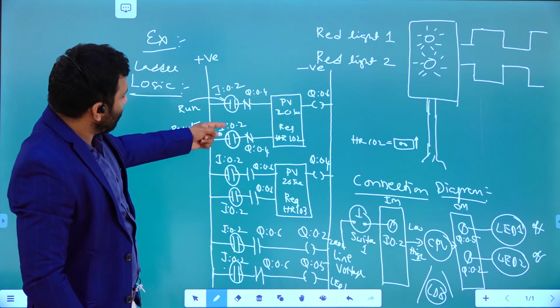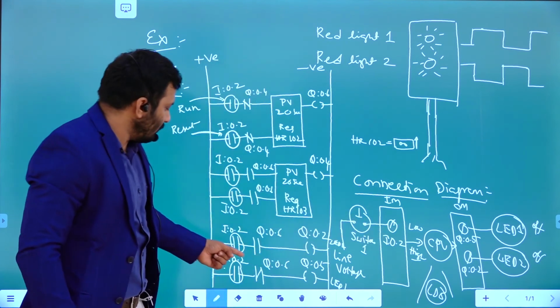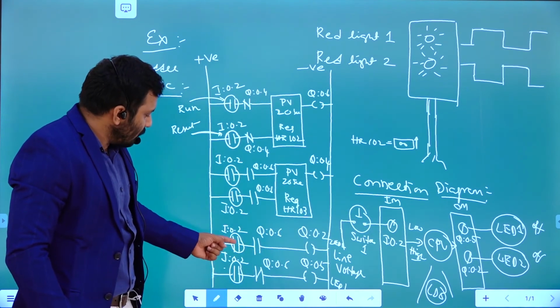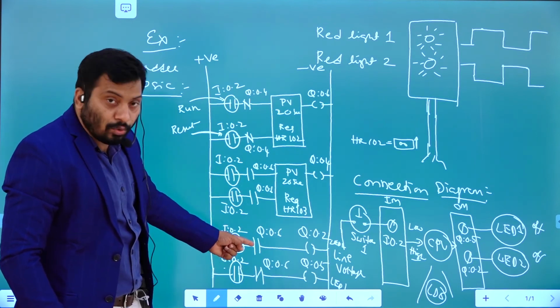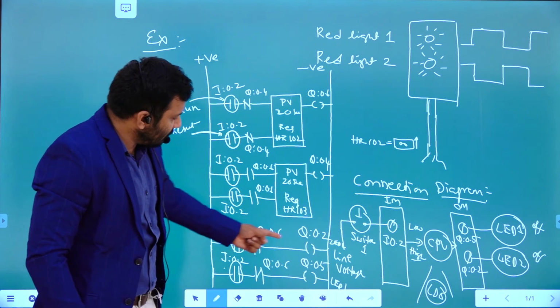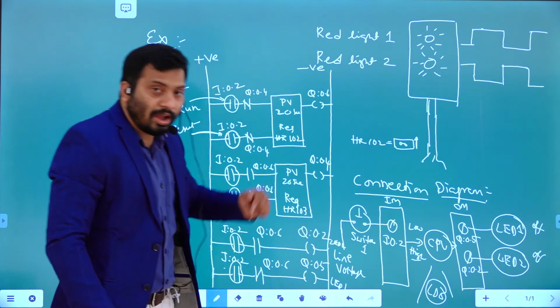Why? Because this is giving a high signal. This is also active, this is also energized. But here a normally open contact is there. That is the reason this LED 2 is not going to be on.